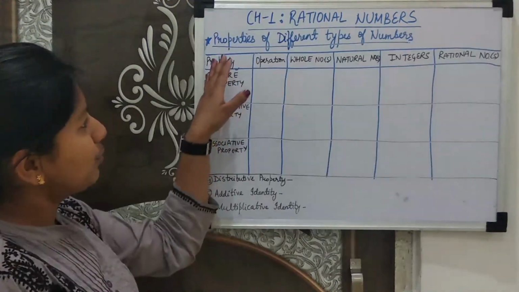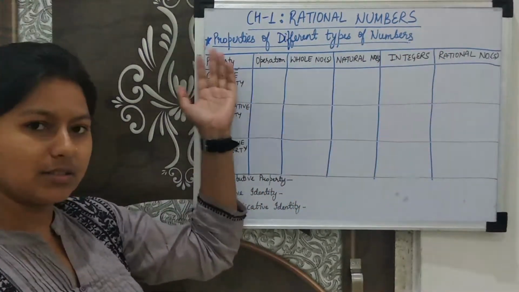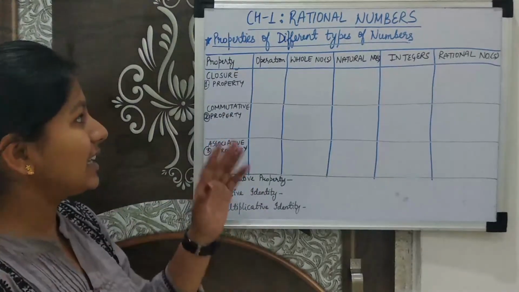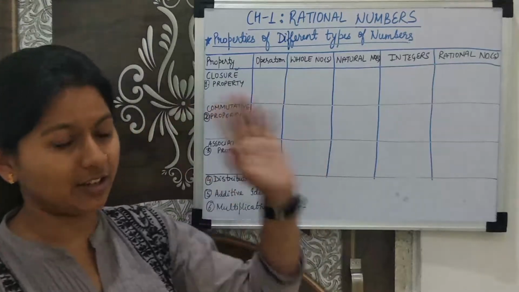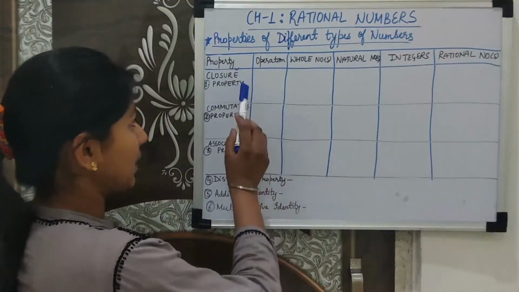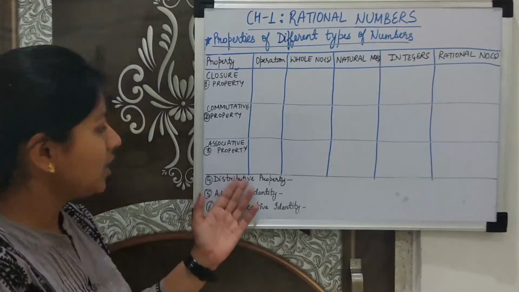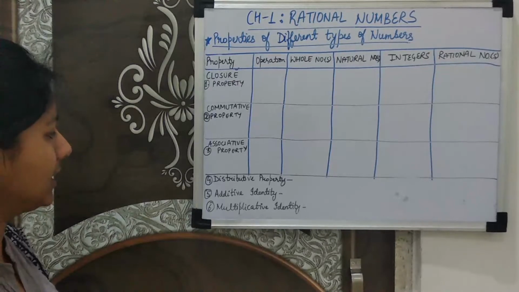Here I have written properties of different types of numbers. From class 6, 7, now you are going to start class 8. In class 6, 7th, you people have already studied these properties several times. Same properties: closure property, commutative property, associative property, distributive property, additive identity and multiplicative identity.